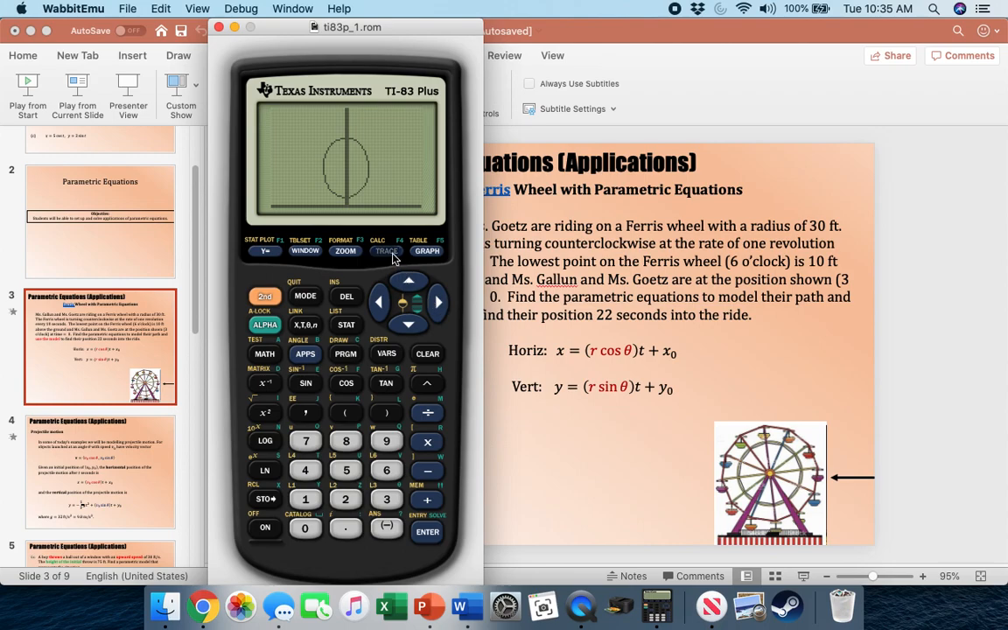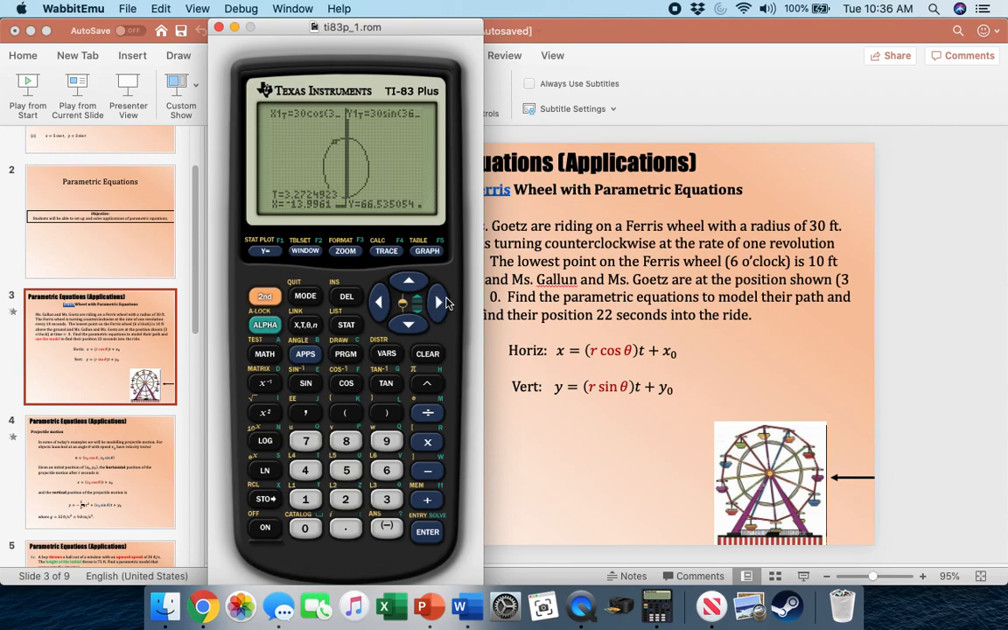And now notice when you hit trace, the power of, yes, I've got my position, my horizontal and my vertical position, but I've got my parameter time in here. So as I start to move through time, you can kind of see where Ms. Gallen and I, where our seats are going. And again, with my screen, my Ferris wheel looks a little oval, but I think you get the idea.